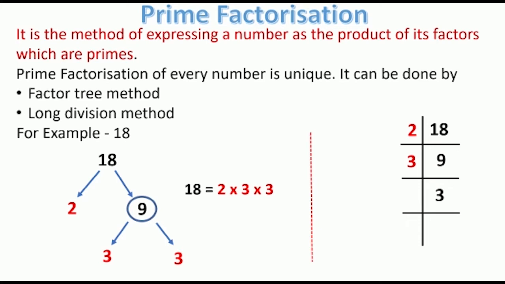Now this 3 can be divided by only 3. So write here 3. Then when you divide this 3 by 3 you will get 1. So write here 1. So the prime factorization of 18 will be the same, 2 into 3 into 3. Here also we are getting 2 into 3 into 3, and by the long division method also we are getting 2 into 3 into 3. The prime factorization of 18 will be the same in the factor tree method and in the long division method.